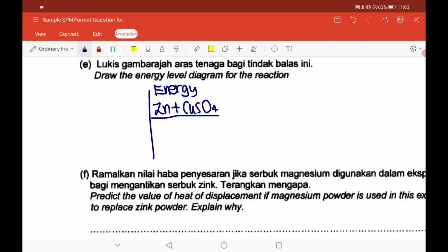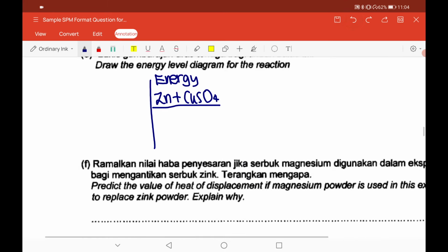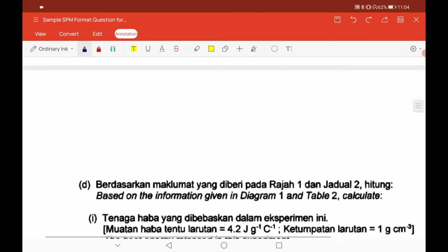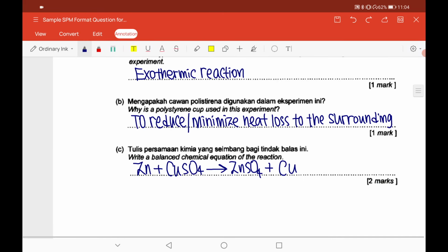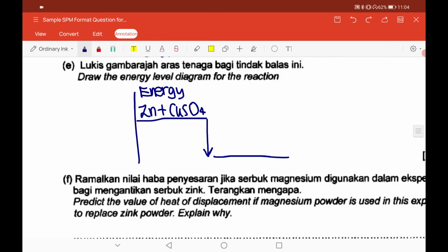Now you must know whether your staircase is going down or going up. How to know? Look at the delta H. The delta H we calculated is negative 168. When the delta H is negative, the staircase goes down. Then we draw one more line, and here we put the products. From our chemical equation, copy the right hand side: ZnSO4 here and the copper here.